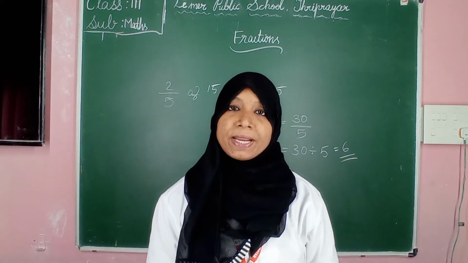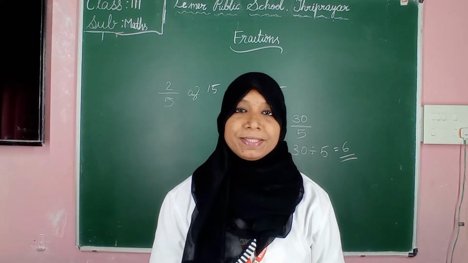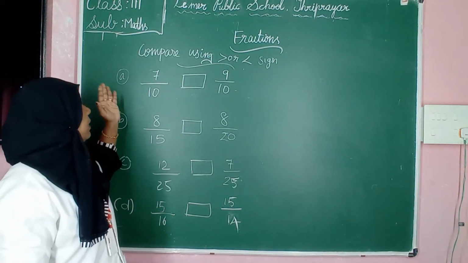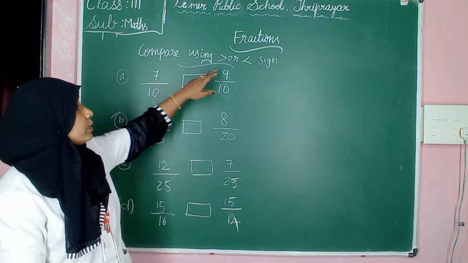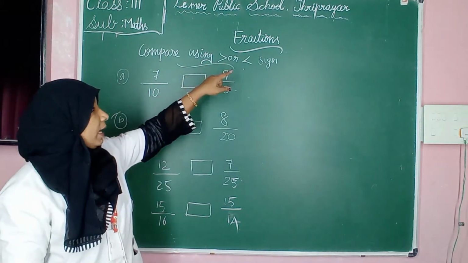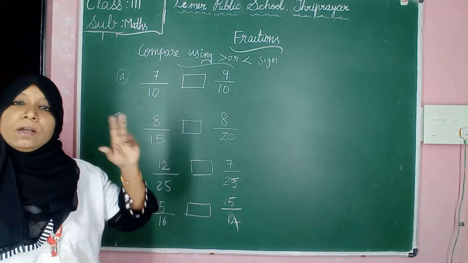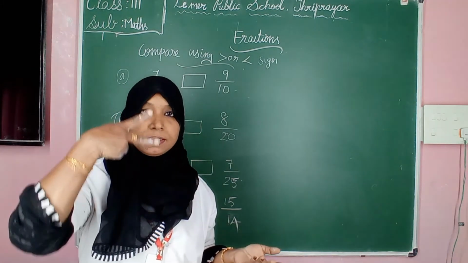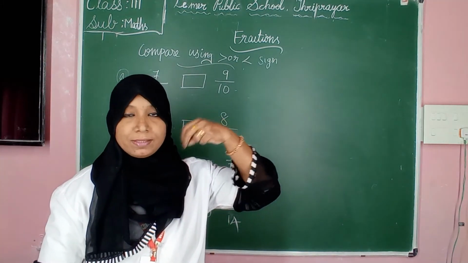Okay, let's compare some fractions. Listen carefully, children, these are the questions. Compare using greater than or less than sign. Children, when we put this sign, whichever side is greater, open the sign to that side. That means this is the greater side and this is the smaller side.